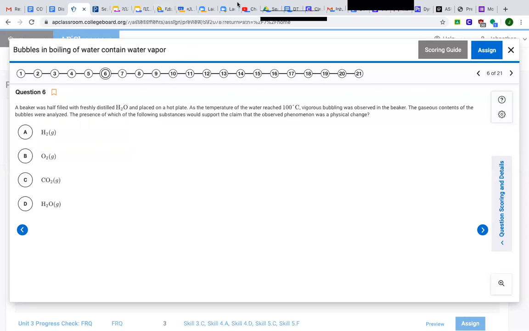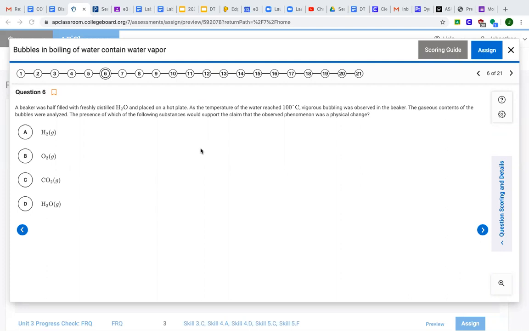Okay, physical change. All right, so go ahead and take 30 seconds and think through this one, okay? Go ahead. All right, so here we are back at it. What do we think? I want to hear from April. April, what do you think the answer is here? I got C. You got C, carbon dioxide.